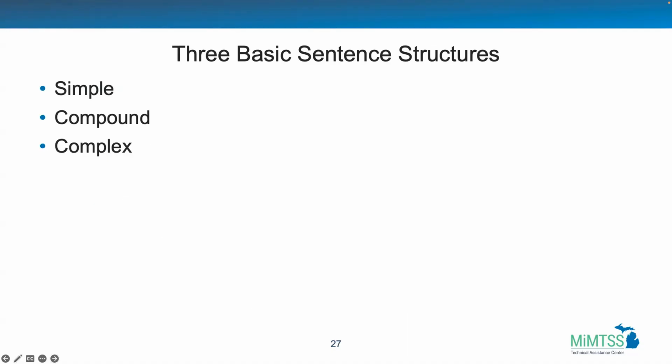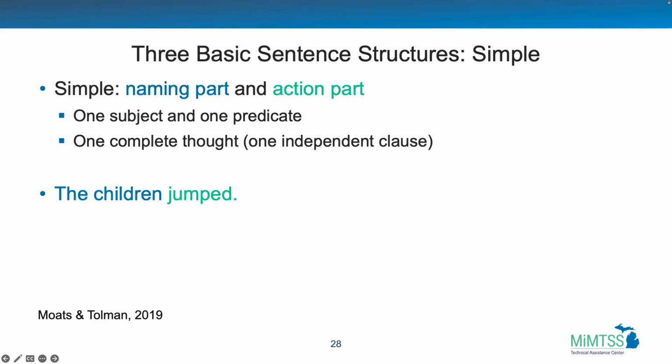Sentence combining and sentence expansion work do become useful once students have an understanding of this basic sentence structure. There are three basic sentence structures. We have simple, compound, and complex. The next three slides will go through each sentence structure. A simple sentence expresses one complete thought. It has one subject and one predicate. We have a naming part and an action part. So an example would be, the children jumped.